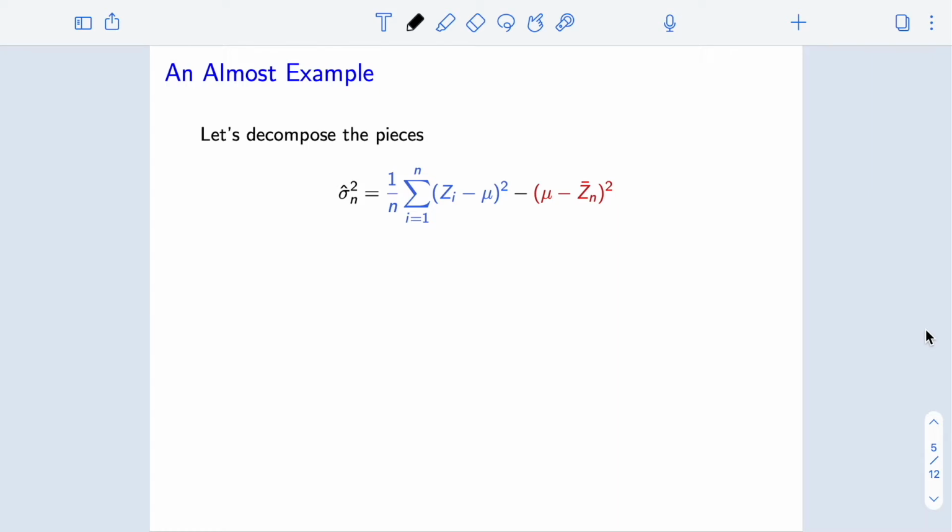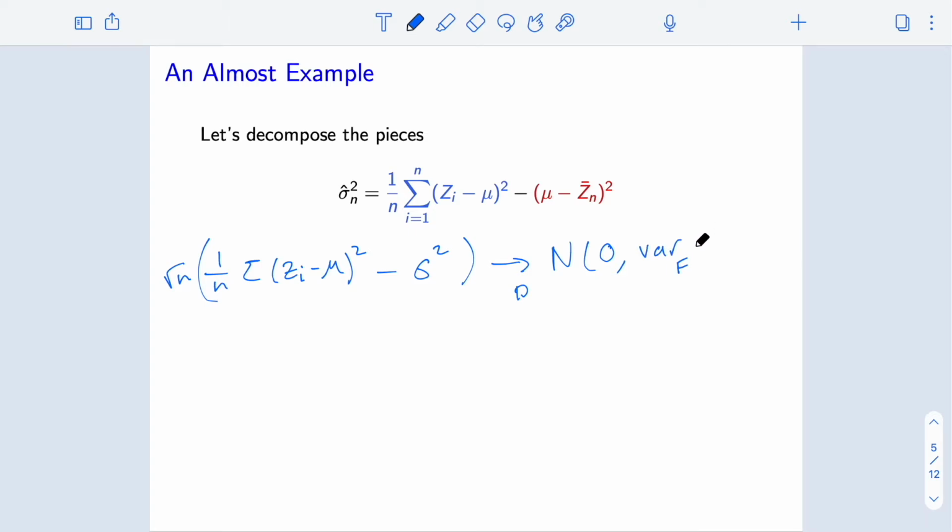So we have this piece in blue that's an empirical average of IID terms. If we think about that term, 1 over n sum of (zi minus mu) quantity squared, we know that this minus sigma squared, times square root n, should converge in distribution to a normal with mean 0 and some variance. The variance is going to be the variance under f of (z minus mu) quantity squared. And additionally, we could say that this empirical average minus sigma squared is big OP of 1 over square root of n.